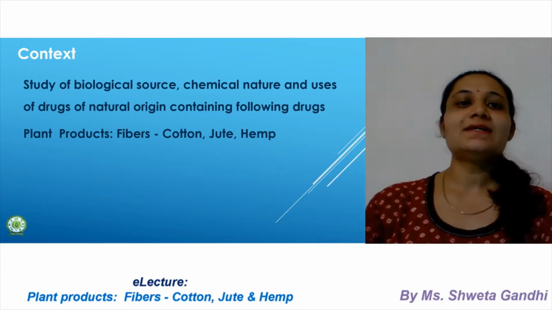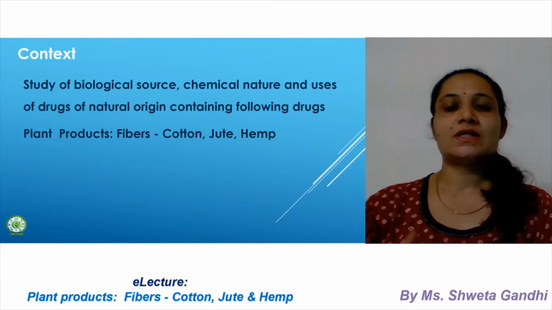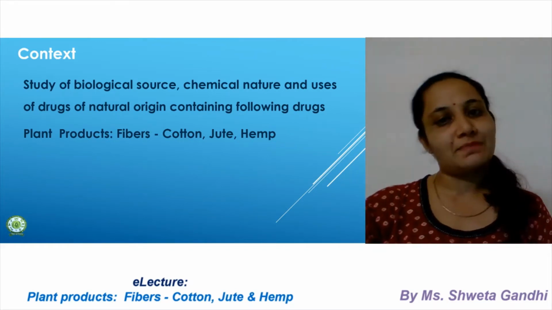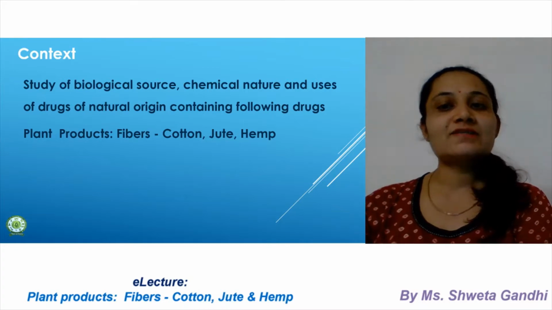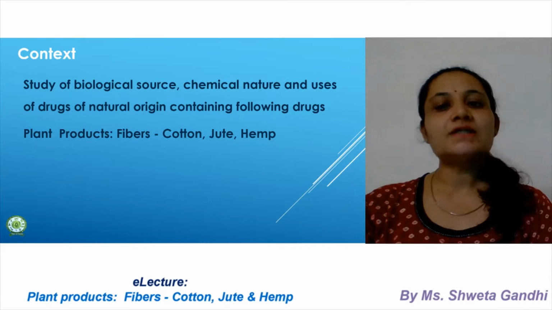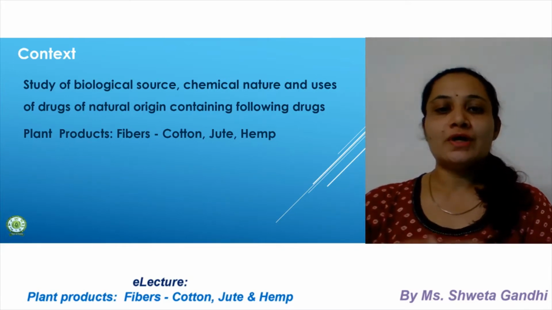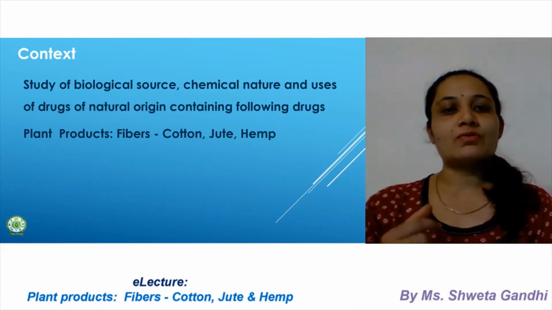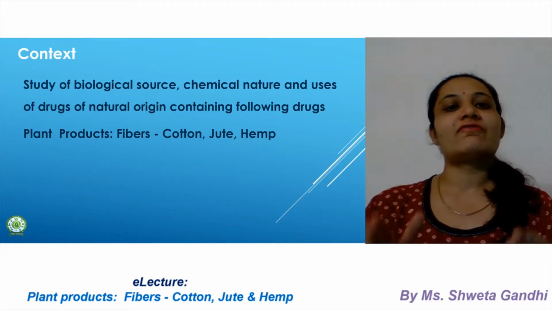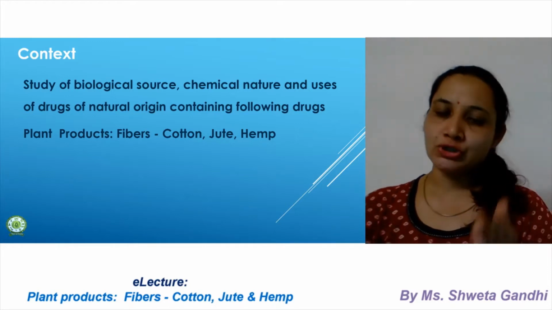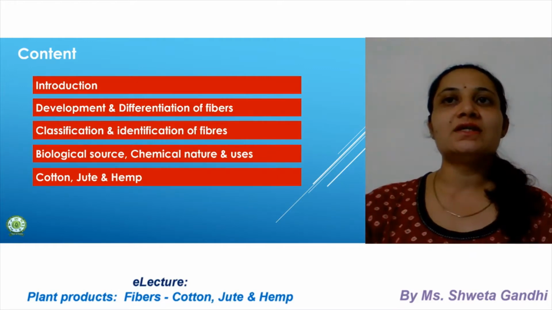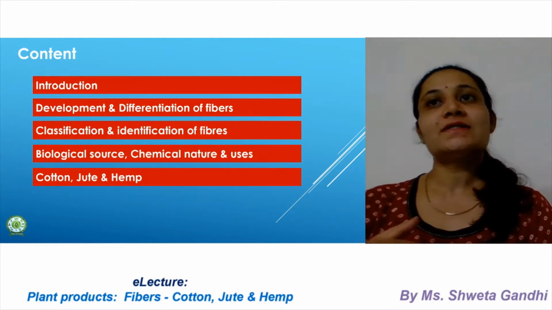It is the study of the biological source, chemical nature, and uses of the drugs of natural origin, that is, the plant products of the following drugs. These drugs, meaning plant products in fibers, are cotton, jute and hemp. So, in short, we'll study the biological source, chemical nature and uses of drugs of natural origin like cotton, jute and hemp. Now, what are the contents we'll study under this topic?